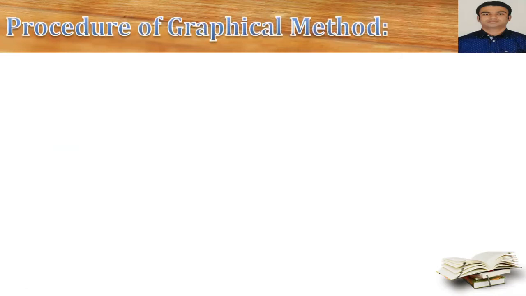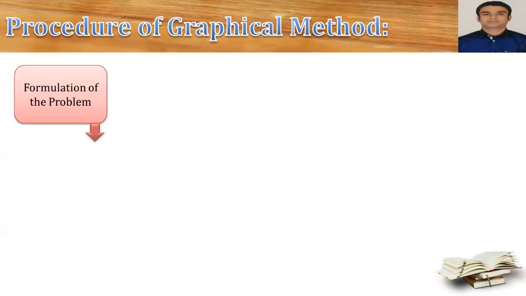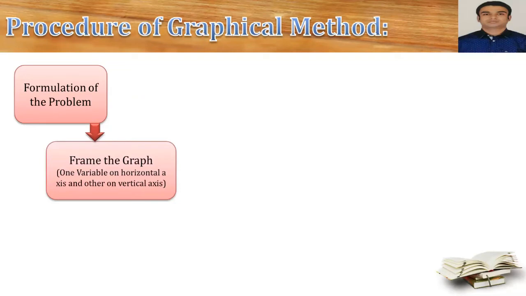What is the procedure of the graphical method? How to solve the RPP equation with the help of the graphical method? First step is the formulation of the RPP problem, which we discussed earlier. After creating the RPP equations, the second step is to frame the graph. In RPP equations, we have only two variables, x1 and x2. So frame the graph means assume one variable on the horizontal axis and another variable on the vertical axis of the graph.